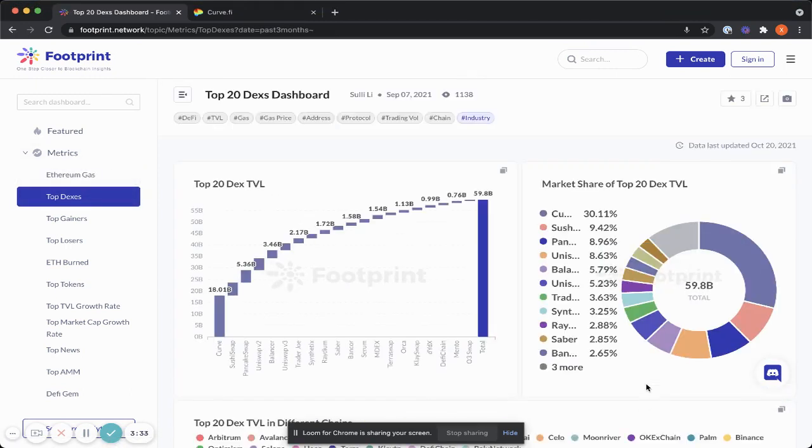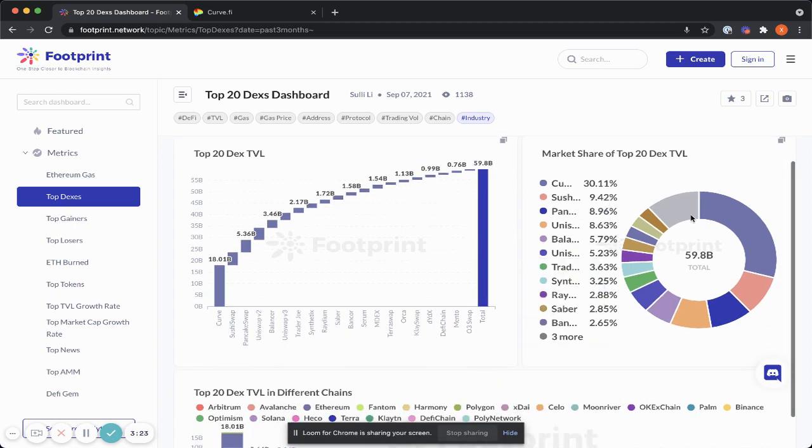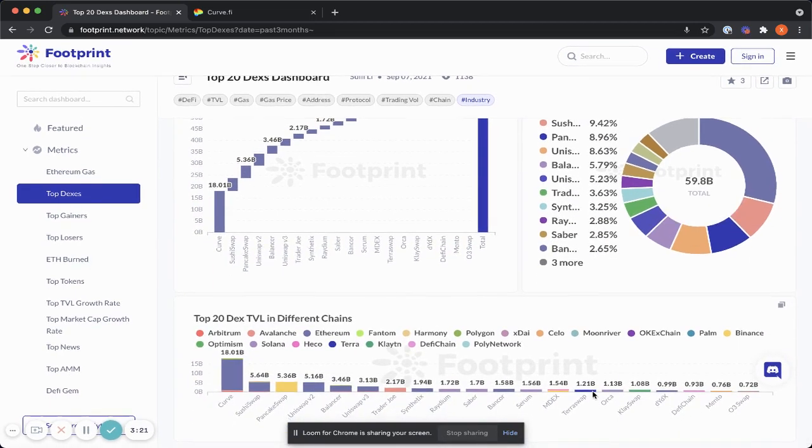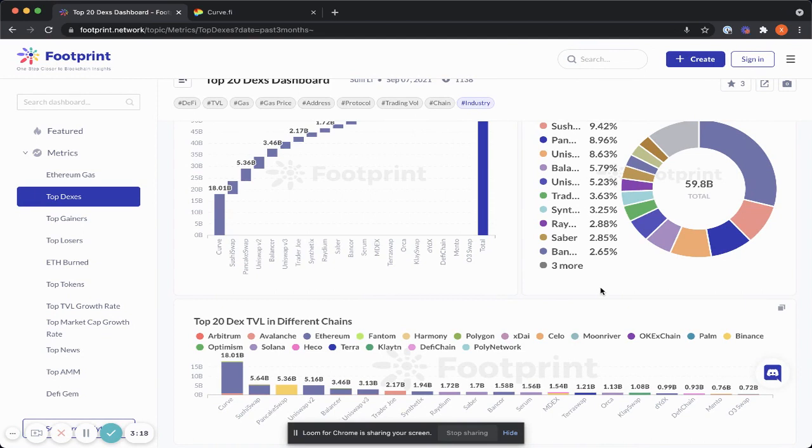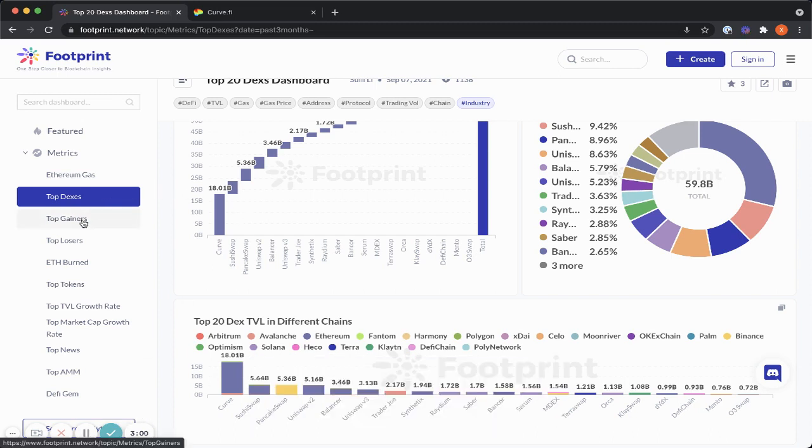Now, another example, if you look at top dexes, the dashboard here provides a summary of the top dexes by TVL, a great gauge to form a high-level view of the market. You can also look at top 20 DEX TVL in different chains. We can see here that Curve is currently the market leader. And we can continue to observe this market just in case there's any other chains which begin to progress over the next few months.